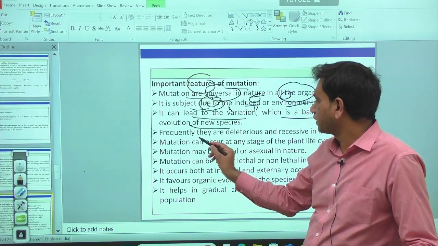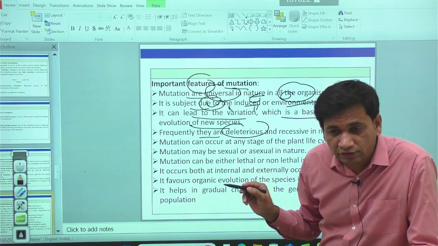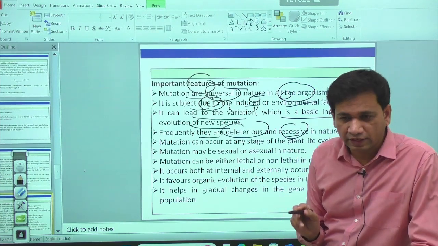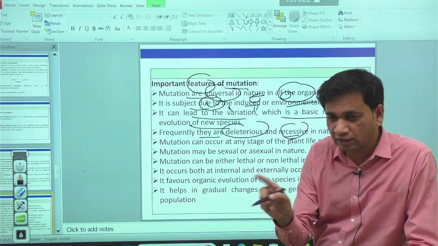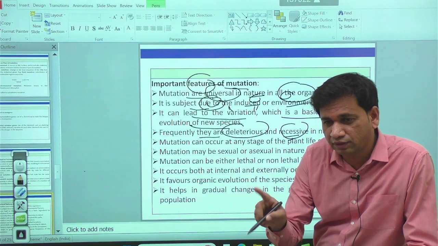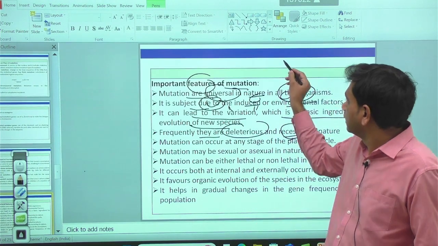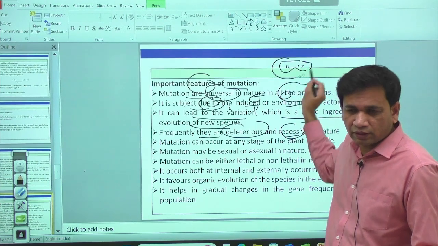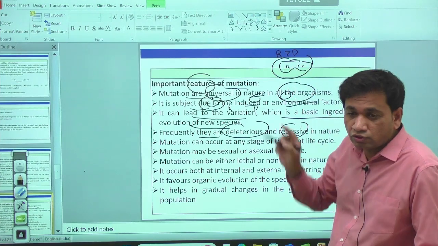Then frequently they are deleterious in nature, and they are also recessive in character. Remember, whatever mutation changes we have in a given DNA sequence, they are not dominant characters. Most of the time they are recessive, but not dominant. You have to remember it. Whatever changes we have in recombinant chromosomes, in those cases we have a majority of recessive genes followed by dominant genes.